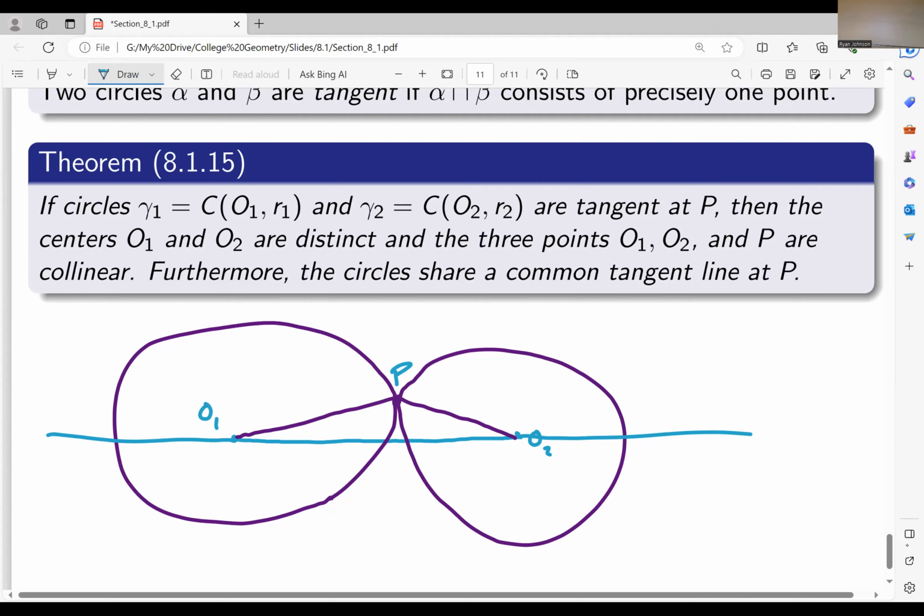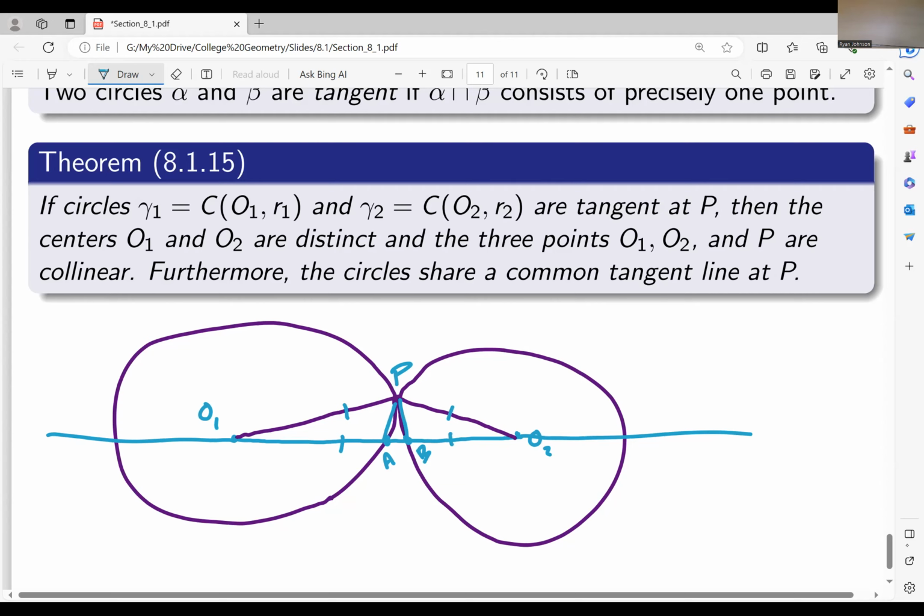Now, it has to intersect the circle twice. So imagine if it intersected here and it had maybe like A there and B here. Well, in that case, I would have this. In that case, I'd have an isosceles triangle there, an isosceles triangle there.